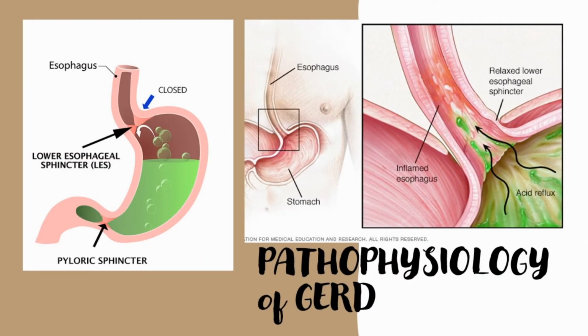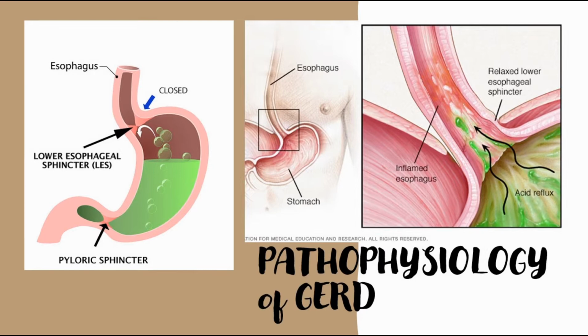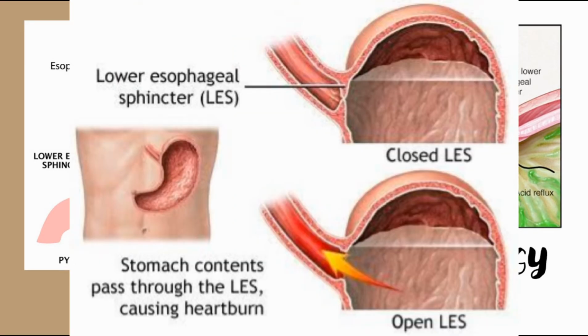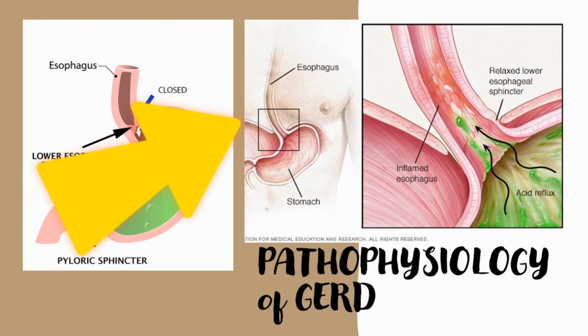The lower esophageal sphincter has smooth muscle and therefore is not under voluntary control. When the lower esophageal sphincter is working properly, as we can see in the left picture, it relaxes and opens when you swallow and then it tightens and closes again afterwards. In the right picture, in this case, we have a relaxed lower esophageal sphincter and an inflamed esophagus which allows our acidic stomach juices or food and fluids to back up from the stomach into the esophagus.